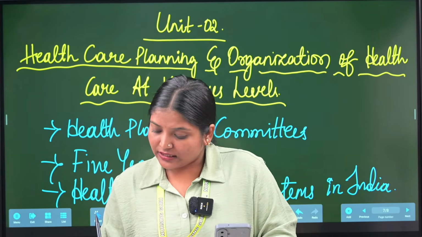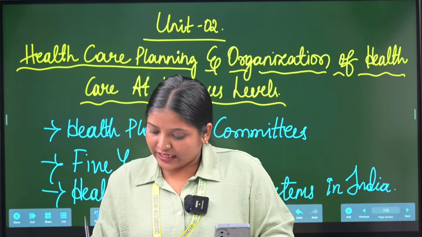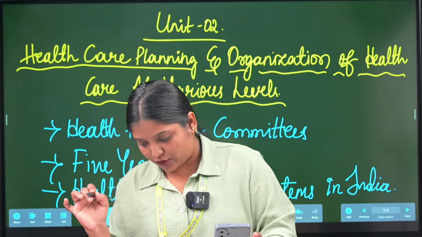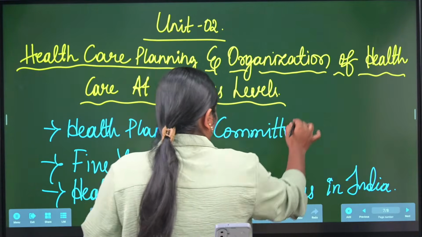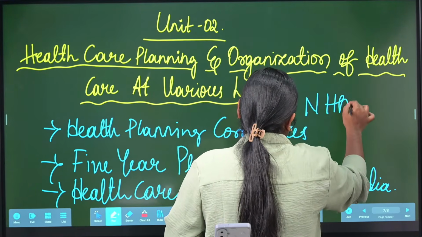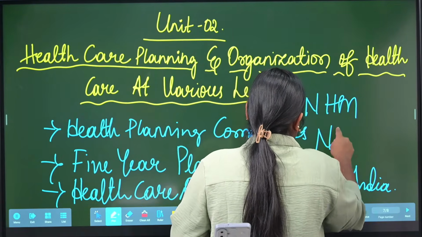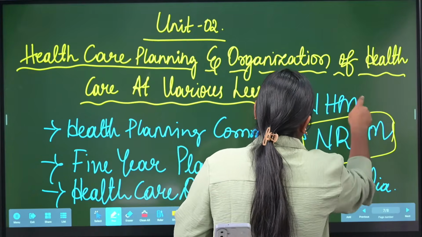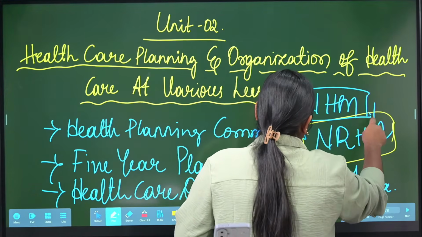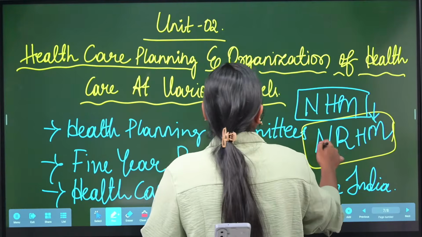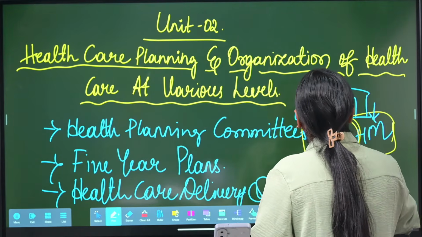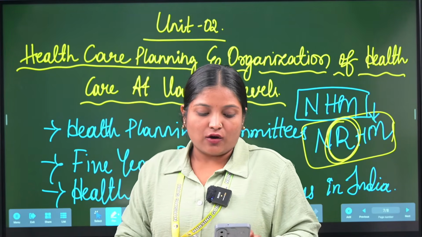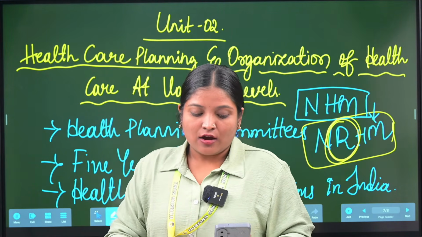Okay, so the next one is National Health Mission, NHM, and National Rural Health Mission, NRHM. So what is the difference between the National Health Mission and the National Rural Health Mission? NRHM is concentrating on the rural areas, so that you have to focus on more. Okay, that is the thing you have to focus on here.